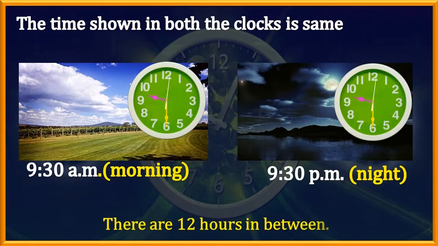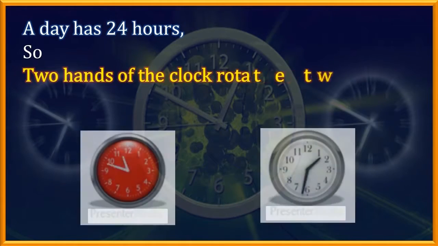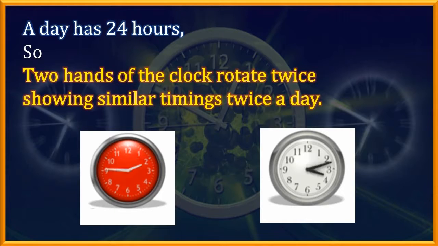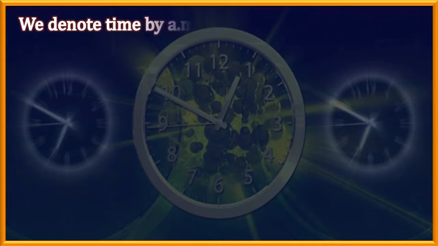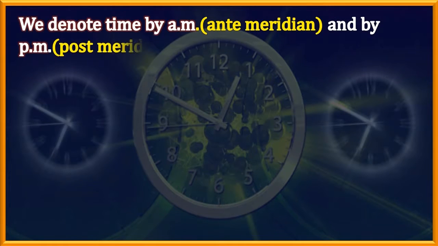There are 12 hours in between. A day has 24 hours, so 2 hands of the clock rotate twice, showing similar timings twice a day. We denote time by AM or ante-meridian and by PM or post-meridian.